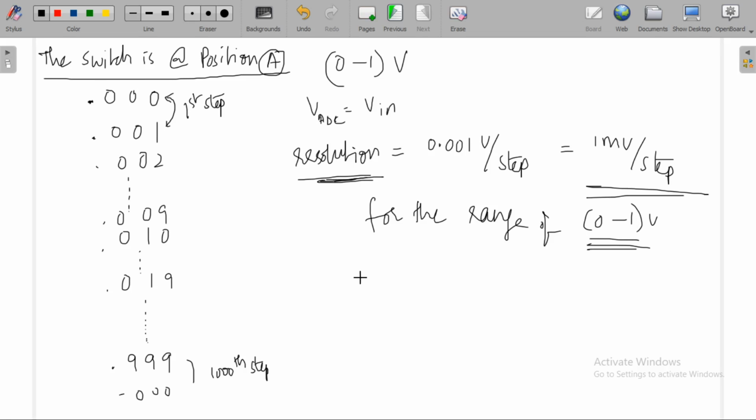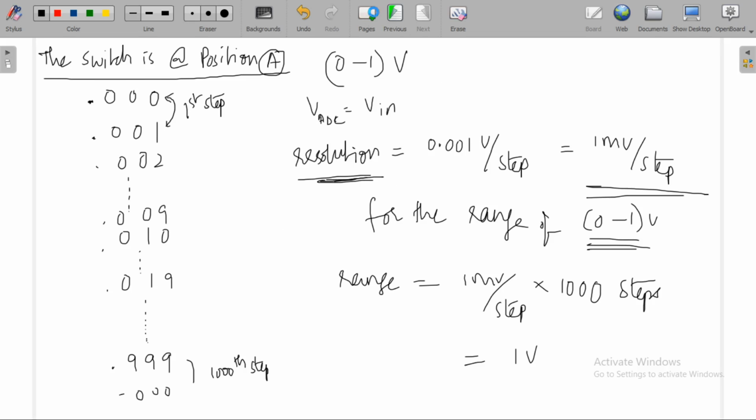You can also find the range if you know the resolution: 1 millivolt per step into the number of steps. How many steps do we have in this 3 digit DVM? In this 3-digit DVM, you're going to have 1000 steps. Then you're going to have 1 volt. The range of this instrument is 1 volt.